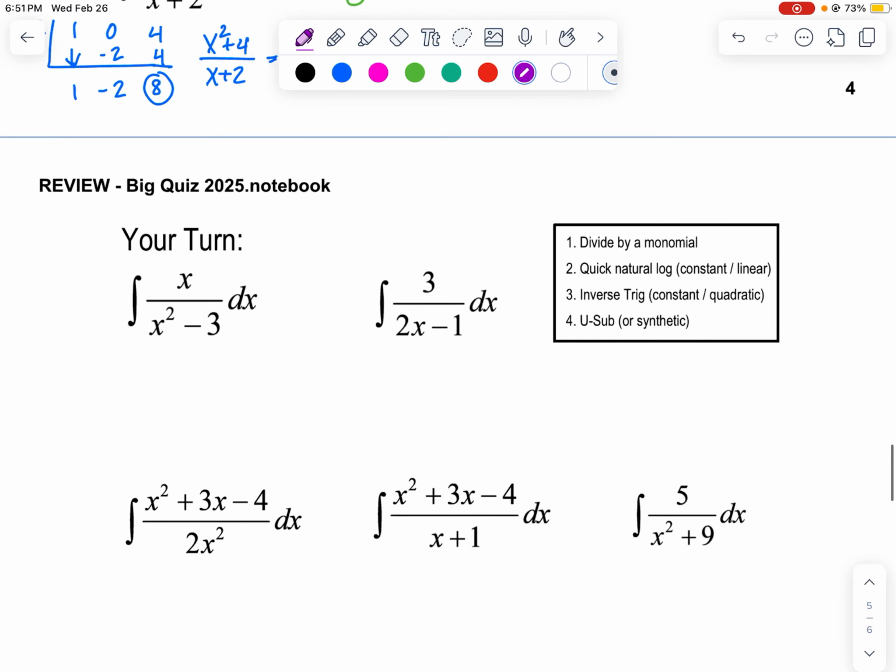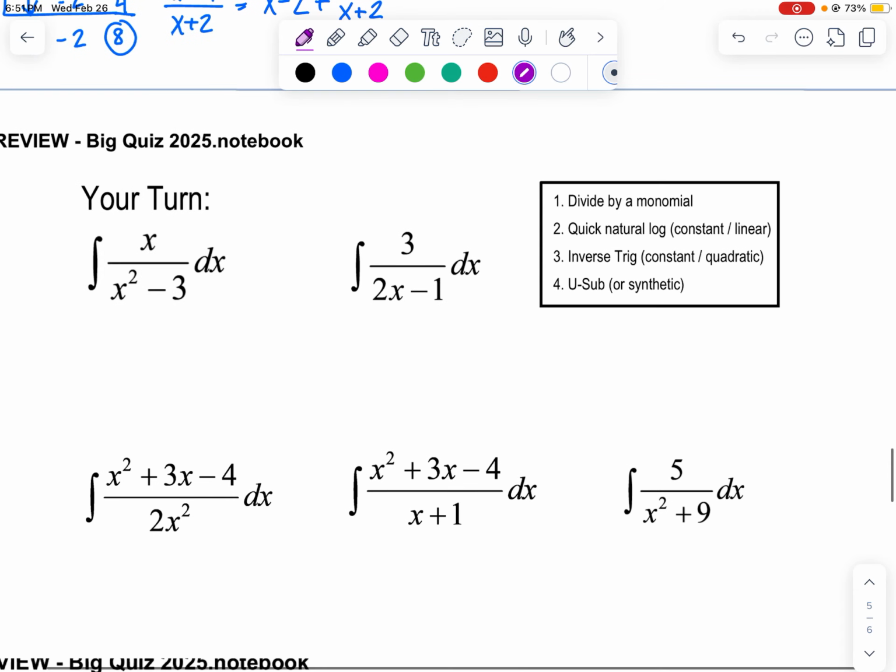So now here I have some for you to do. There's 5 different problems right there. So I would go ahead and pause and write those down and go through this process. And then you can unpause and I will have all the answers for you.